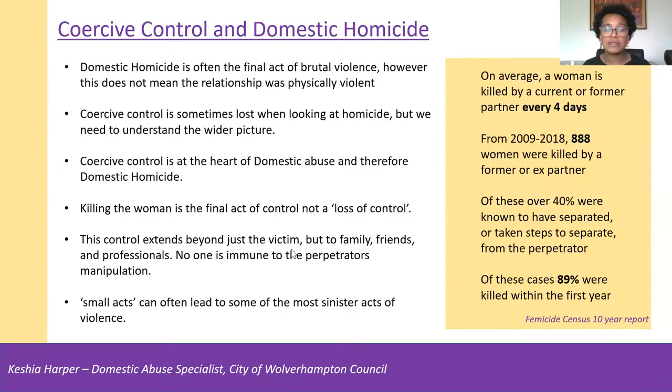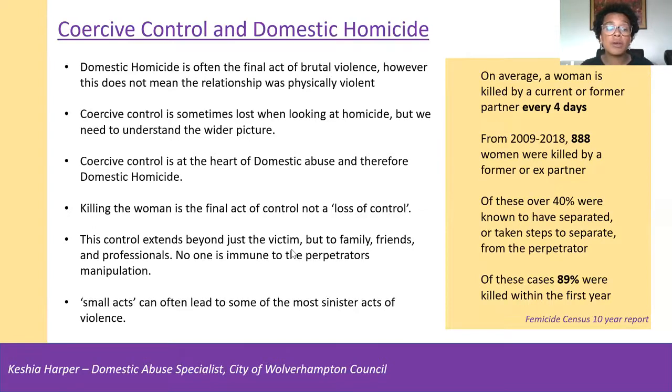Coercive control is sometimes lost when we're looking at homicide, and it's about understanding that wider picture. Linking in with what Dr. Emma Katz mentioned, it's about understanding all those different elements: that economic abuse is a form of control, and that stalking is a form of control. When we're looking at the fatality of the homicide, there is often a picture before that leads up to it and indicates that this was a controlling and coercive relationship from the start.